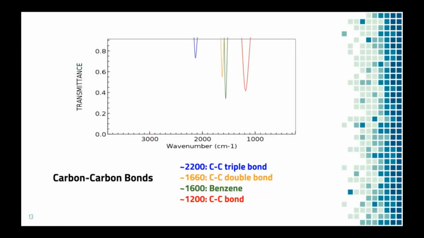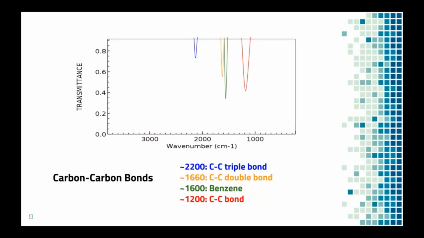So now I want to go more into the exact wave number frequencies that you guys hopefully can recognize and take a look at when you're reading an IR. If we're talking about carbon-carbon bonds, the highest you're going to see is around 2200, and that's a carbon-carbon triple bond. And then going lower on the spectrum, around 1660 is a carbon-carbon double bond.